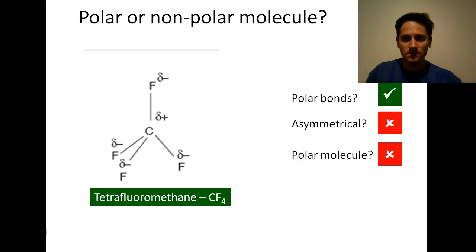So there are a few examples. Hopefully that's given you a taste of polar or non-polar molecules, and I look forward to practicing it more with you in class.